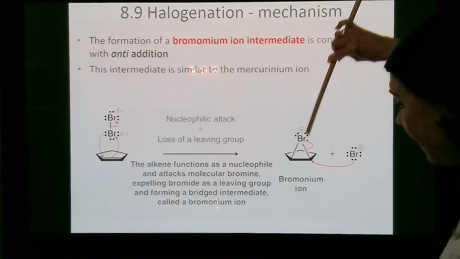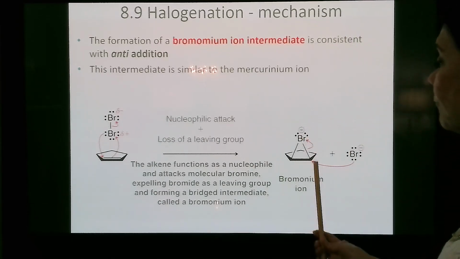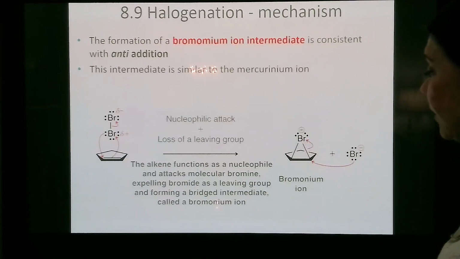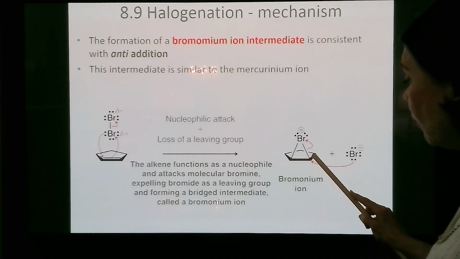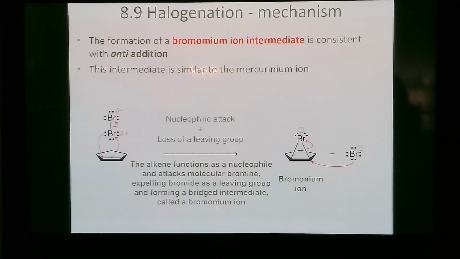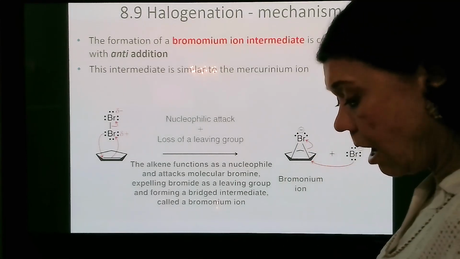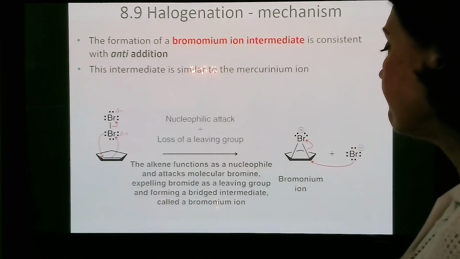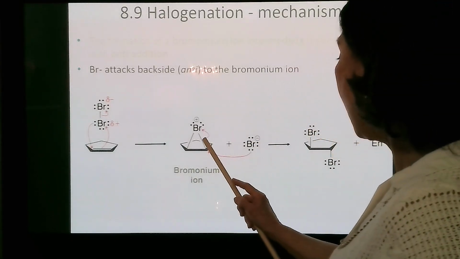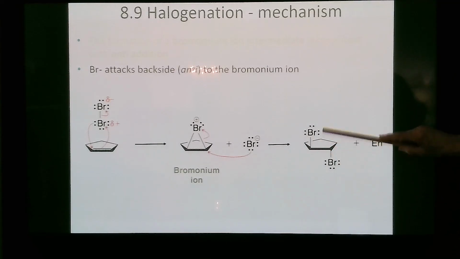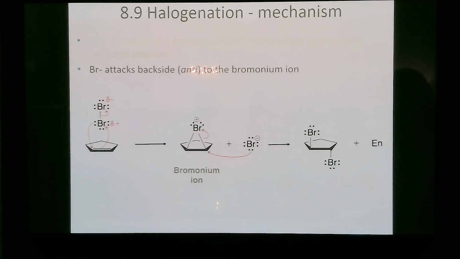Well, it's not going to attack from up here because this side of the molecule is blocked. So it comes in and attacks from the bottom. The pair of electrons moves out on the bromine. So one bromine atom is on one side and the other bromine atom is on the other side. So it's anti-addition because the bromines are attached on opposite sides of the ring. So this is like backside attack, and there's the product. Anti-addition, bromonium ion.